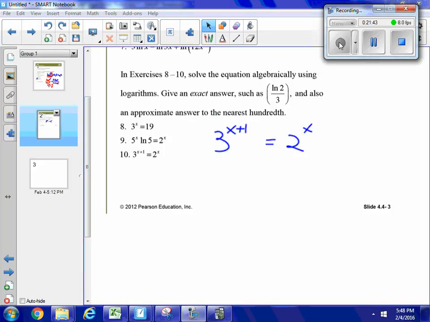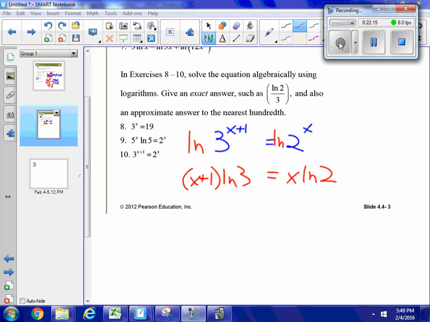And now we'll do the last problem. I think you're probably getting the hang of it now. Since my x's are trapped up here as an exponent, I need to take a logarithm of both sides. So I just did that. Now I can rewrite this as x plus 1 using the power rule. x plus 1 ln 3 is equal to x ln 2.